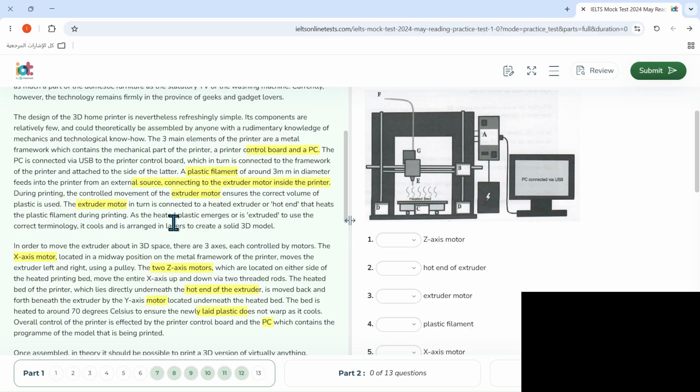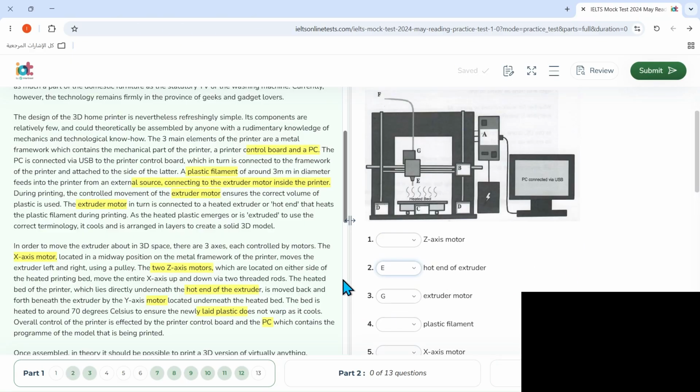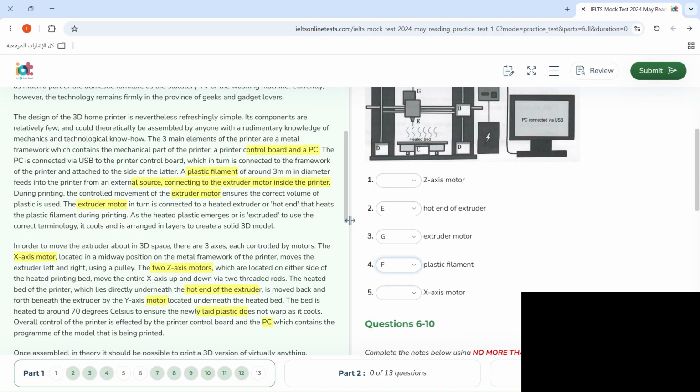The extruder motor in turn is connected to a heated extruder, or hot end. So the extruder motor is G. The hot end of the extruder is E, and it heats the plastic filament during printing. The plastic filament is F. The Z-axis motor and the X-axis motor.